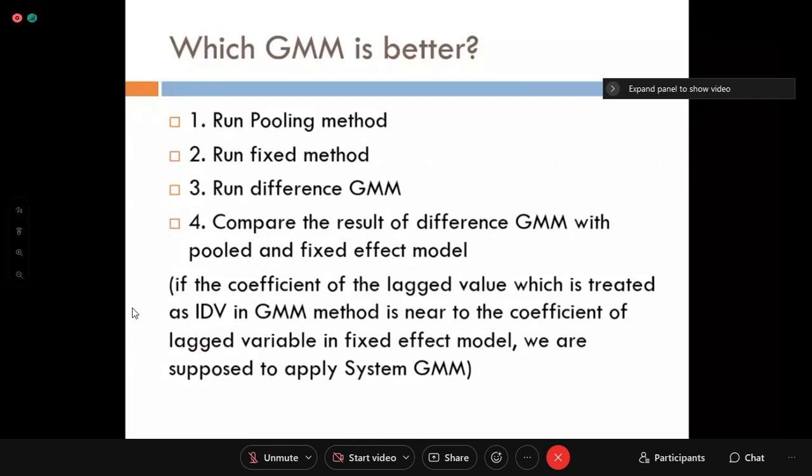I hope this is visible to everyone. Which GMM is better, either system GMM or difference GMM? For that, you have to follow this process. First, you have to run the pooling method. Second, you have to run the fixed method. Third, you have to run difference GMM. And then you have to compare the results.